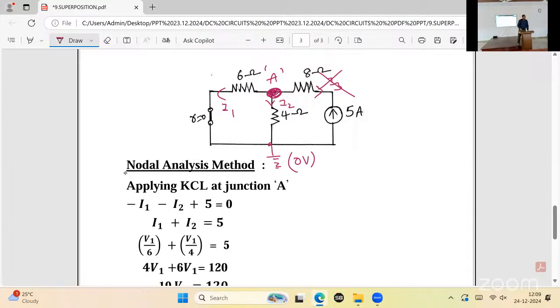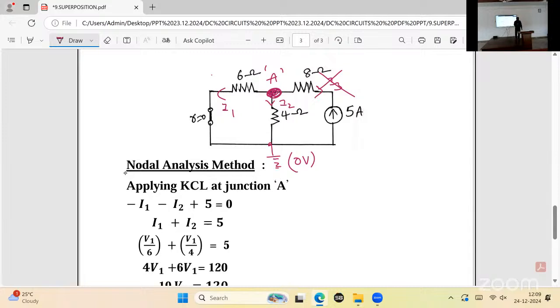If he has not given the current source in the branch, then there is assumption I3. But here we should not assume. Only I1 and I2, away from the junction. Then you apply KCL at junction A: minus I1, minus I2 away from the junction, plus 5 toward the junction. Right. Now convert into V by R.